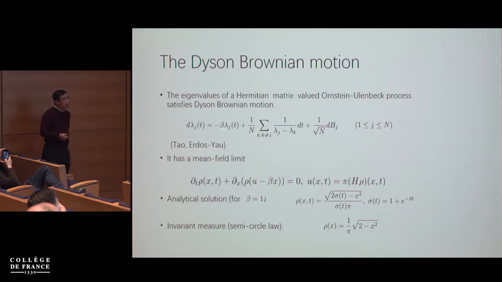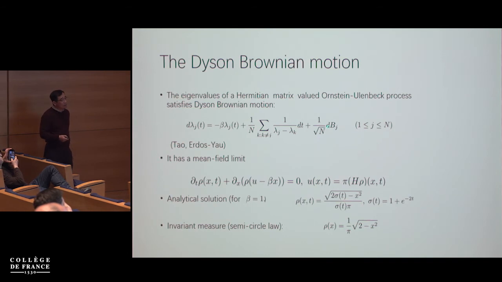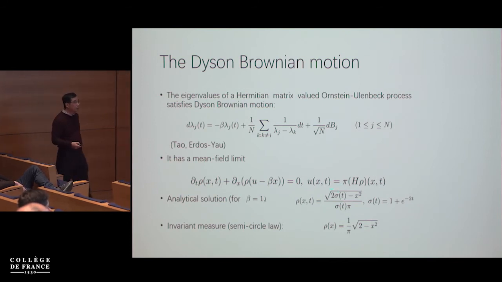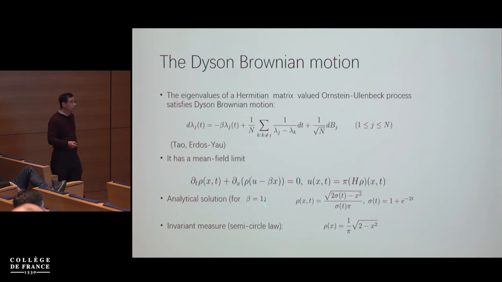And this particle system actually has a mean field limit. If I send n to infinity, then the empirical measure solves this PDE, where H is the Hilbert transform. And this PDE, if beta equals 1, has an analytic solution, which is given here in time. If you take n to infinity, it is this function, which is a half circle. This is called the semicircle law. That's the empirical measure.